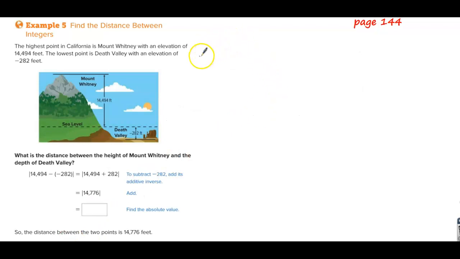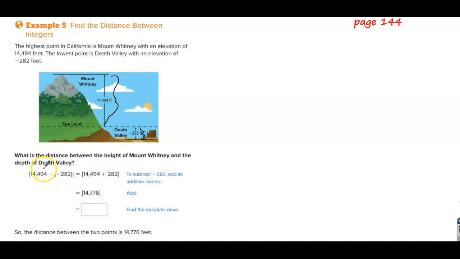So taking that idea to a word problem now, they're saying the highest point in California is Mount Whitney with an elevation of 14,494 feet. That's up here. The lowest point is Death Valley with an elevation of negative 282. Okay, what is the distance between the highest point and the lowest point? So what you're going to do is you're going to be adding these two distances together. We don't care that this is a negative 282. What we care is that that is 282 feet and that is 14,000 some feet, and we want to add them together.